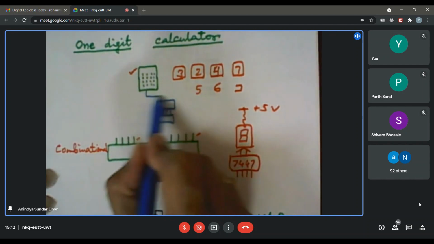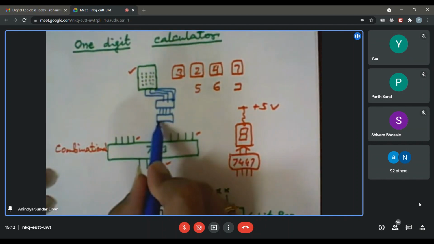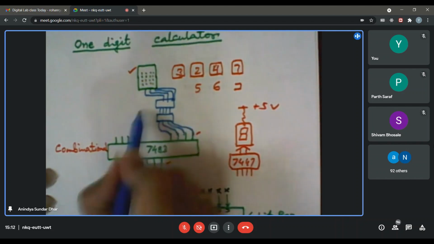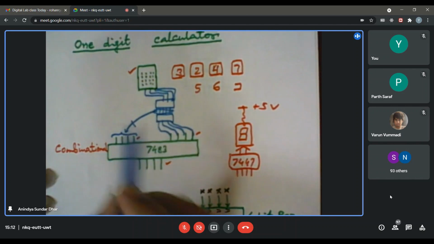So these 4 lines are coming from here, and these 4 lines are from the other. One set of 4 lines I am taking over here, and the other 4 lines I am taking from here. I'm just showing it as a single arrow. So I am putting these 4 bits over here.